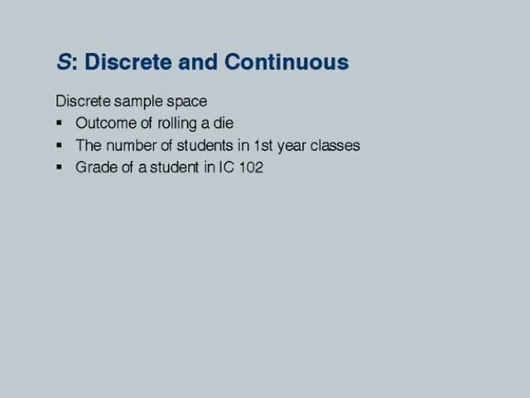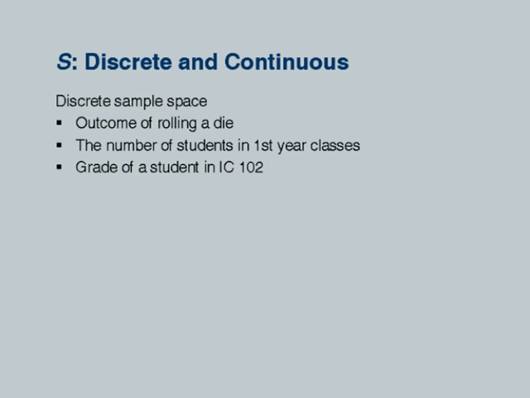Now we go to the definition of two types of sample spaces. Sample spaces are of two kinds, discrete and continuous. Discrete sample space, I try to explain that through examples. Let the experiment be the outcome of rolling a die. What are the outcomes? If it is a 6 sided die, then the outcomes are 1, 2, 3, 4, 5, 6. You cannot have any other number, you will only have those 6 numbers as the outcome. And these are discrete numbers which are the possible outcomes of the event, so we call it a discrete sample space. Take the second one, the number of students in first year classes over here.